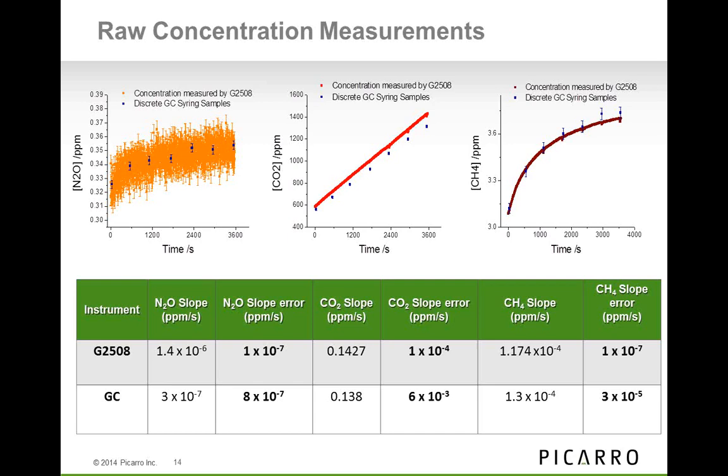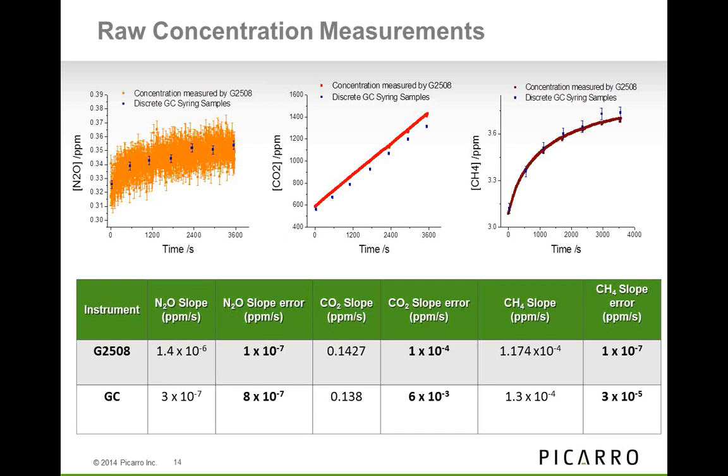And for methane, we see the error bars on the methane measurement for the GC are actually much larger than the spread on the methane for the G2508. The CO2 follows relatively the same trend, and the N2O, they're lying directly on top, but the GC has a much smaller error bar in the single point measurements.